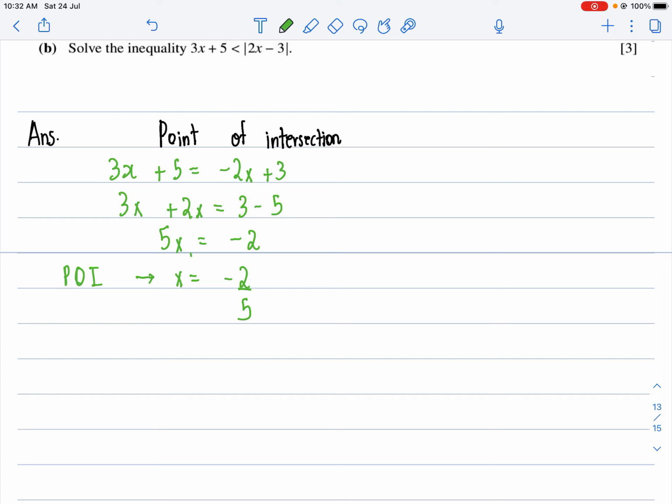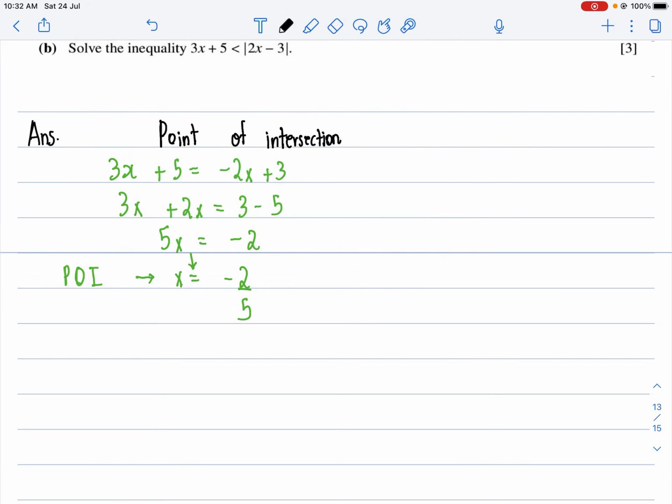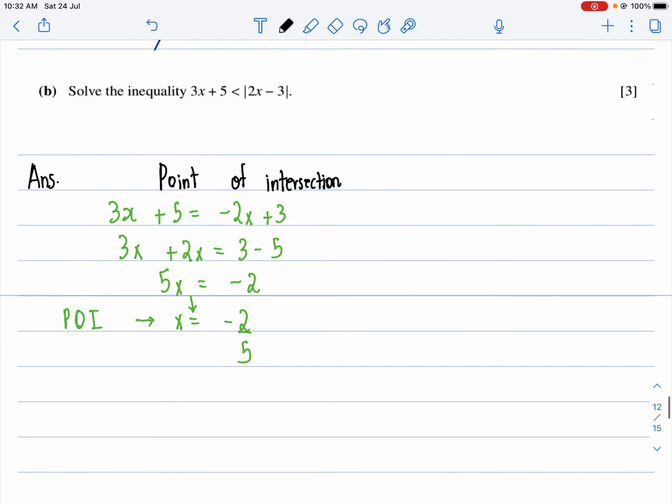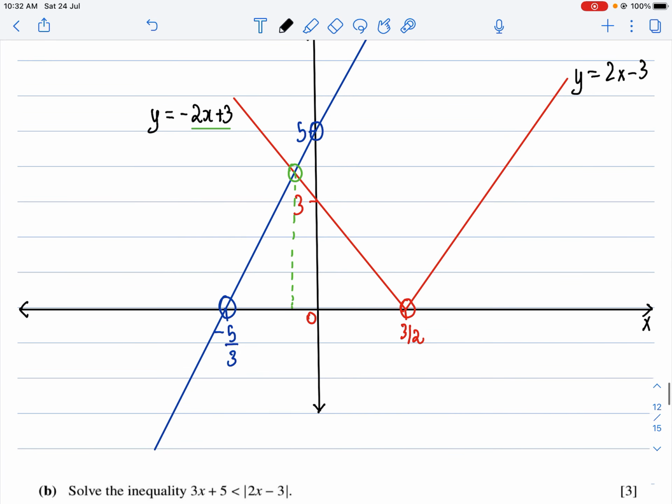But now we need to determine a sign. So now this is really important. You really need to understand this. How do we determine the sign? So the point of intersection is the green dotted line. Now what you need to do is simple. Let's say I'm using the purple color here. Make a line which is more than the point of intersection.